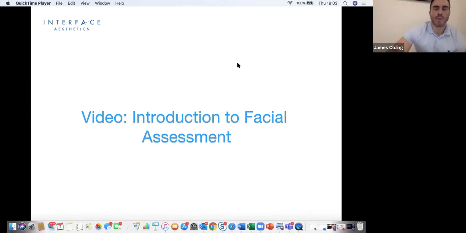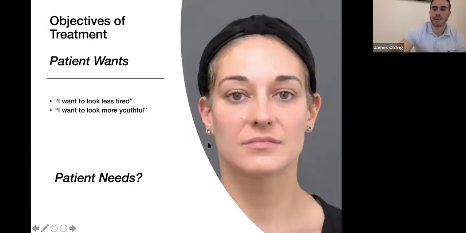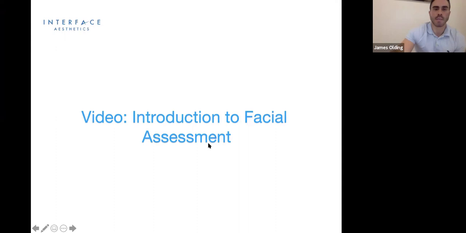So hopefully you found that interesting as an initial assessment. So it's good to think about the geometric assessment, so thinking of numbers and science when you look at someone's face. Always think about the artistic side as well, but make sure you get the geometric side right first for you to then be able to employ your artistic side, which is also really important.